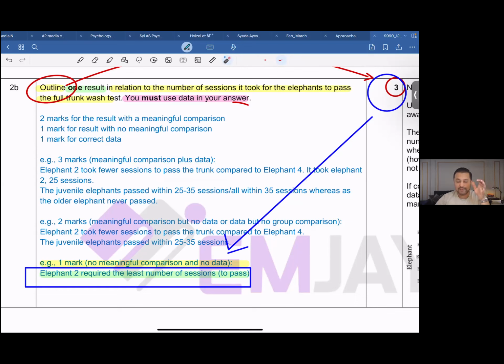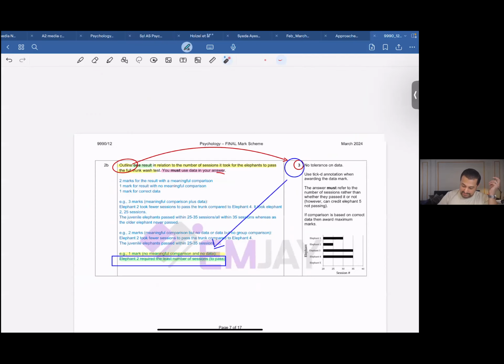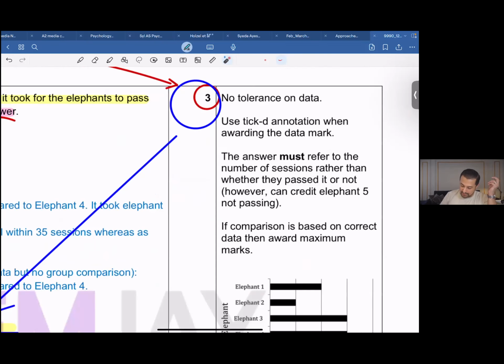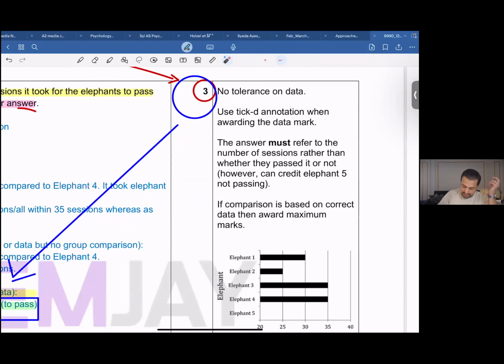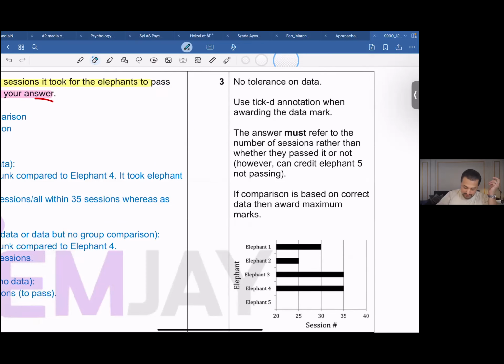So there was a question over here where you've been asked to outline a result in relation to the number of sessions it took for the elephants to pass the full trunk wash test. You must use data in your answer, right? So I hope this might have helped. Let's have a quick look at the guidelines provided, just so that you know this is something that has been advised by Cambridge and it isn't merely an opinion by me. So the checkers have been provided guidelines to not tolerate any mistake when it comes to data. So if you want to score that 3rd mark, the data you're providing should be correct.